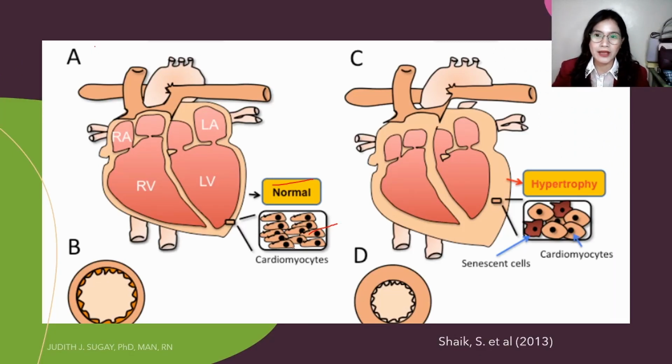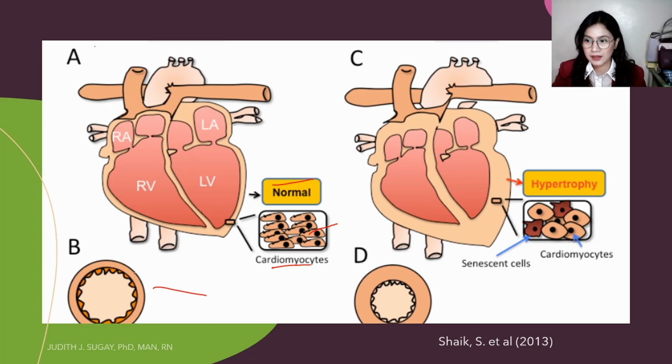This is an illustration of age-associated changes that occur in the heart and vascular system. As you can see, this one is the normal young heart, which has highly functional cardiomyocytes. When you say cardiomyocytes, these are cells responsible for generating the contractile force of the heart, and it shows a normal atrium and ventricles. On the other hand, the young artery has a normal lumen.